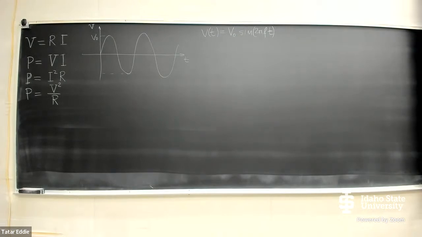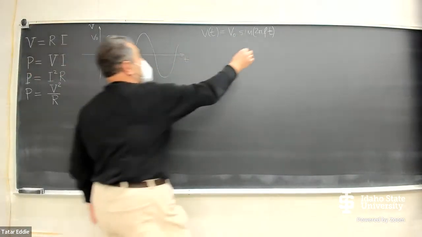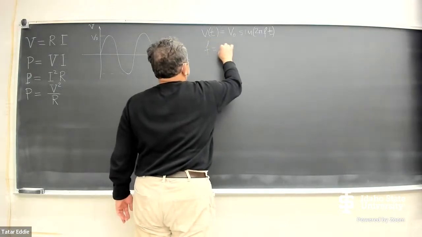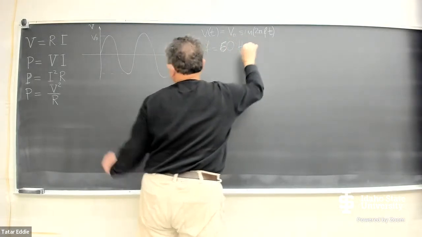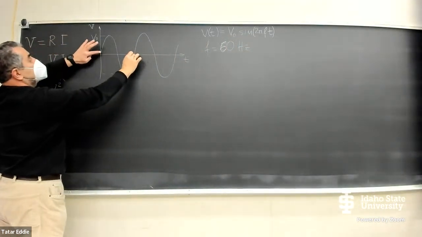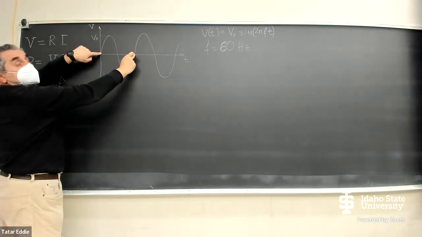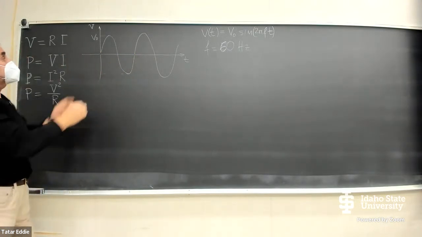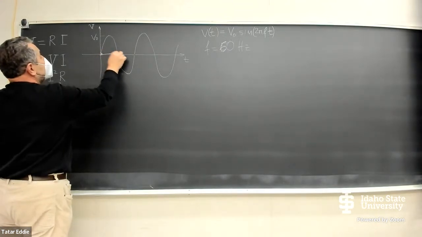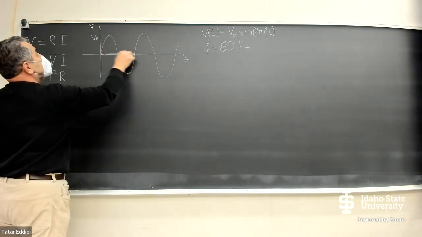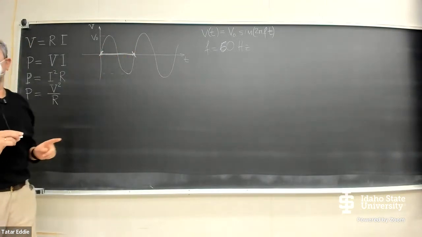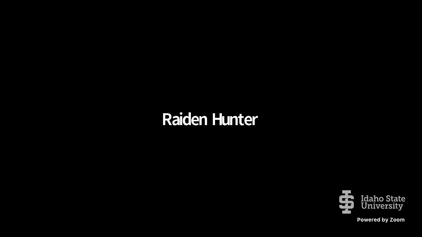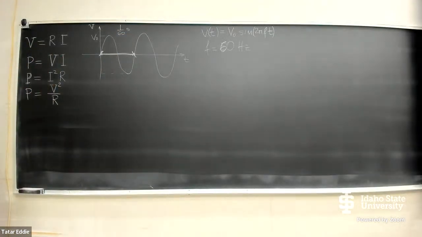In Europe, it is 50, but here the frequency is 60 hertz. This means that you have 60 oscillations like this one per second. So this means that on this diagram here, this time interval, from here to here, is how long? 1/60th of a second. This is the period of oscillations.